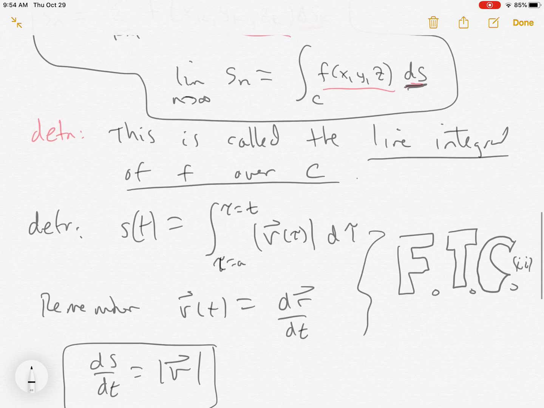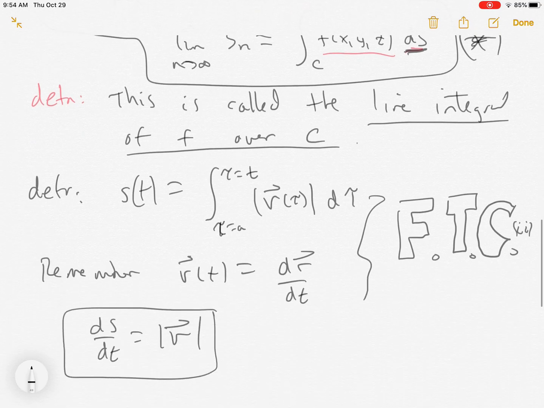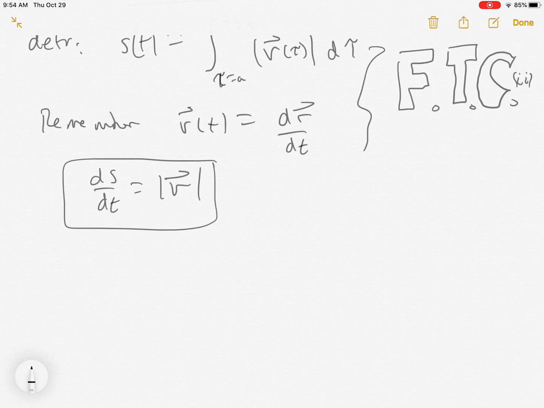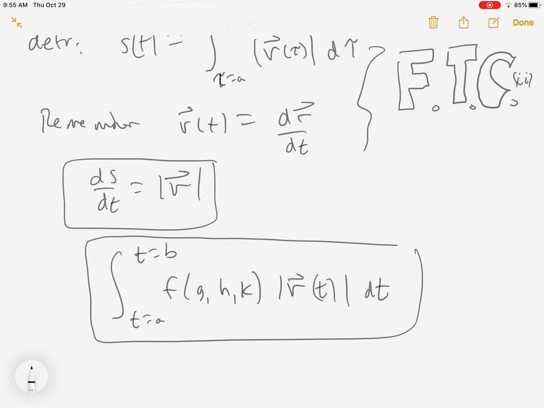So plugging this into, where is that thing? This guy. Right? What you get is t goes from a to b of f of g, h, k times the norm of v of t dt. And this is the working definition of a line integral. Right? So we use the s to well define the theory, and then we translate back to t in order to integrate.